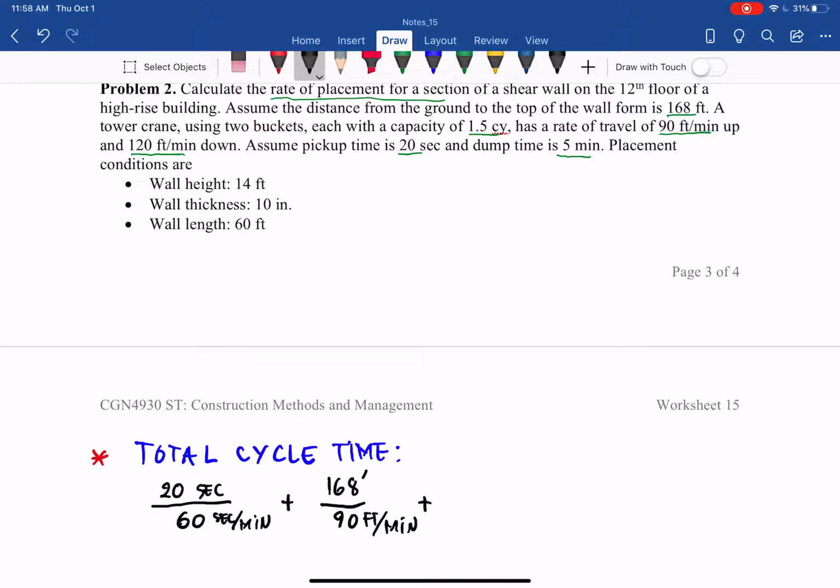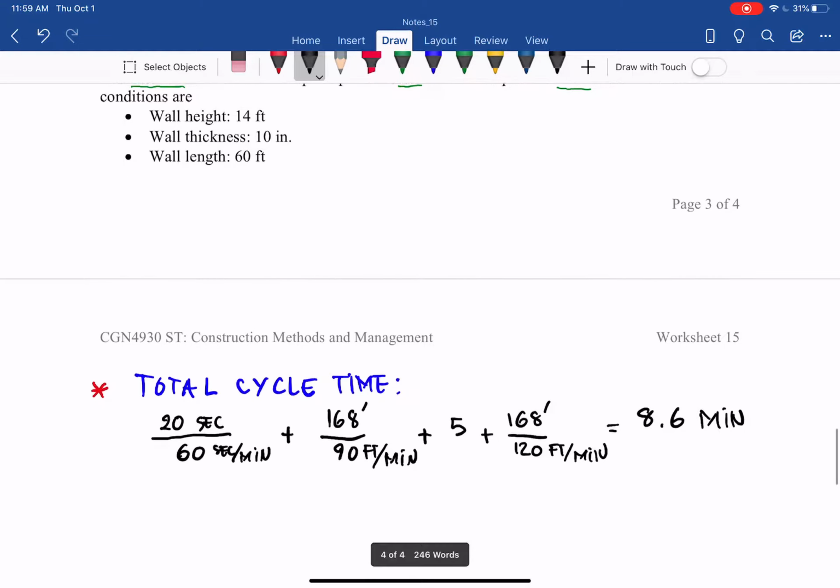And then dump time 5 minutes, and then go down 168 divided by 120 feet per minute, and all the units for the 4 components here are in minutes. So from that we can get the answer of 8.6 minutes. So the cycle time for the bucket, from the pickup to go up to the 12th floor, dump, place concrete, and go down to pick up another bucket, is 8.6 minutes.